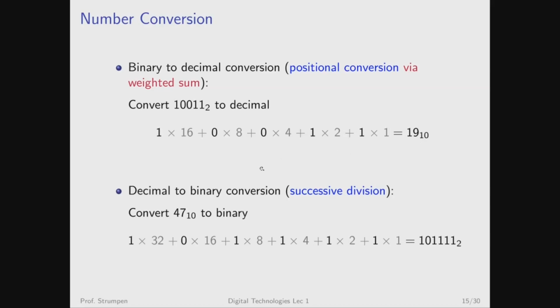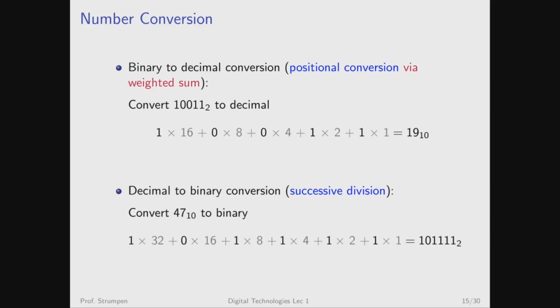Now, the opposite is a little harder, right? The way to convert from decimal to binary is called successive division. If you do it manually, by hand, you typically do it as I'm going to demonstrate now. If we want to convert 47 to binary, we first want to find the largest power of 2 that fits into 47. Remember 64, which was 2 to the 6.